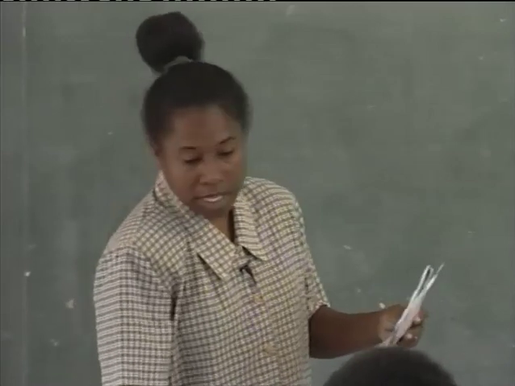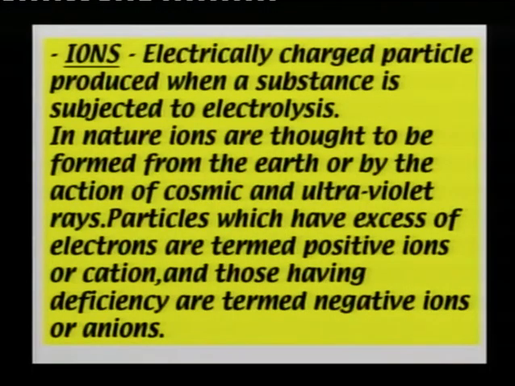So with the definition given on the monitor, maybe we'll go through that information again, and perhaps some of you might want to make note of it. It tells us there that ions, mainly found in the last layer of the atmosphere or the ionosphere, are made up of electrically charged particles which are produced when a substance is actually subjected to electrolysis. Note also that in nature, ions are thought to be formed from the earth or by the action of cosmic and ultraviolet rays or radiation. Particles which have excess of electrons are termed positive ions or cations, and those that have a deficiency are termed negative ions or anions.